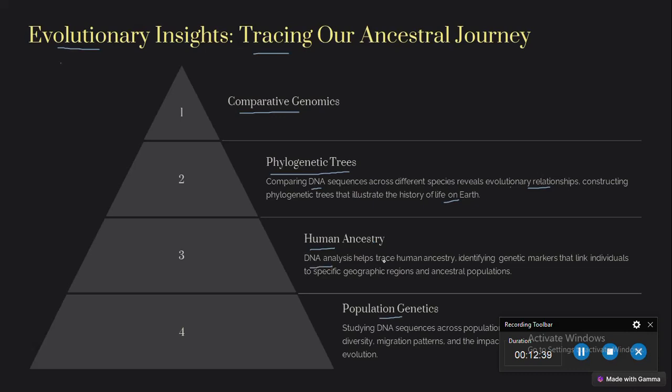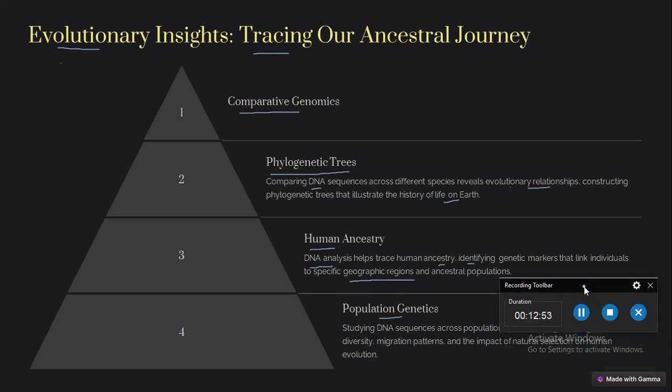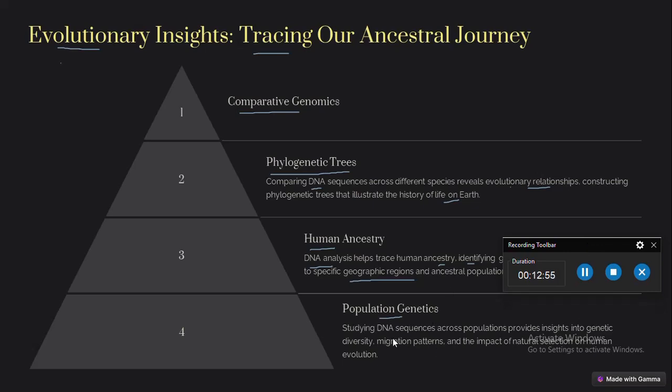Okay, human ancestry. DNA analysis helps to trace human ancestry, identifying genetic markers that link individuals to specific geographic regions and ancestral populations. Population genetics: studying the DNA sequence across populations will provide insight into genetic diversity, migration patterns, and the impact of natural disasters in evolution.